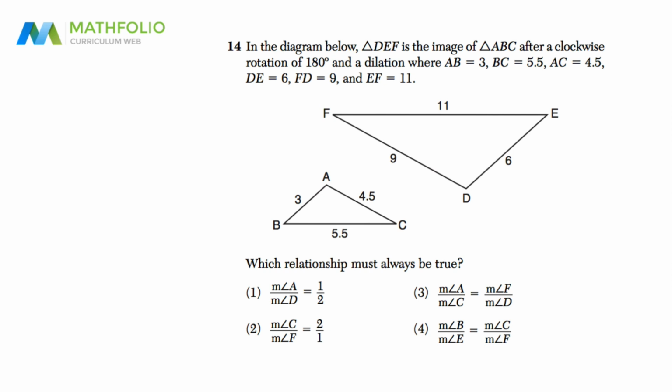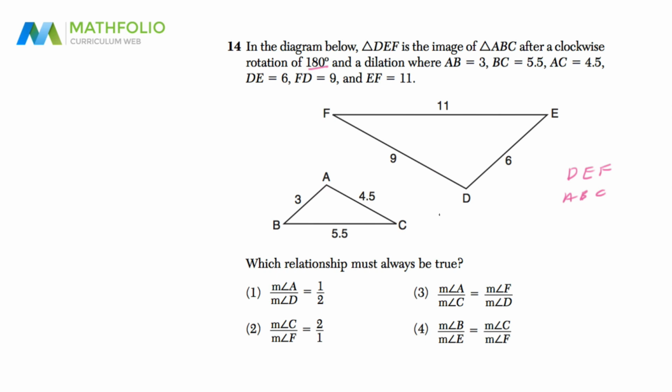Okay, here's 14. In the diagram below, DEF is the image of ABC. So let me just line that up, DEF, ABC, after a rotation of 180 degrees, and then a dilation where AB equals 3, BC equals 5.5, and AC equals 4.5. And then also these other values. So everything else here is labeled. They've told us it again, but everything's labeled.